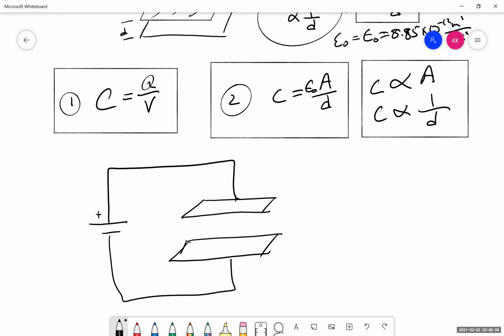Okay. So positive terminal, negative terminal. So think like this. Is there another way we can change the capacitance? So that's going to be another question.